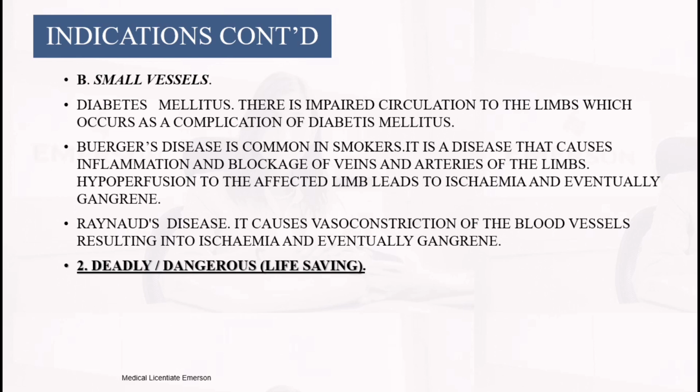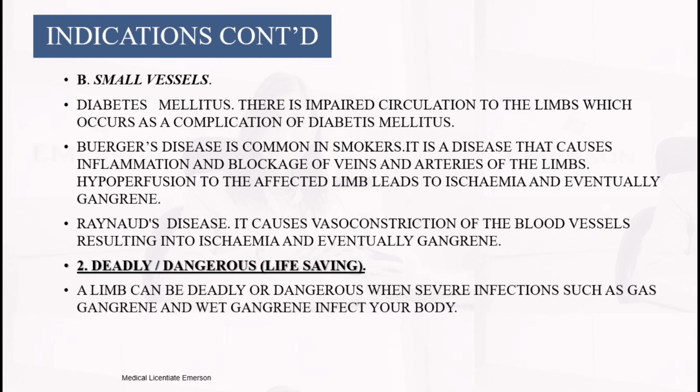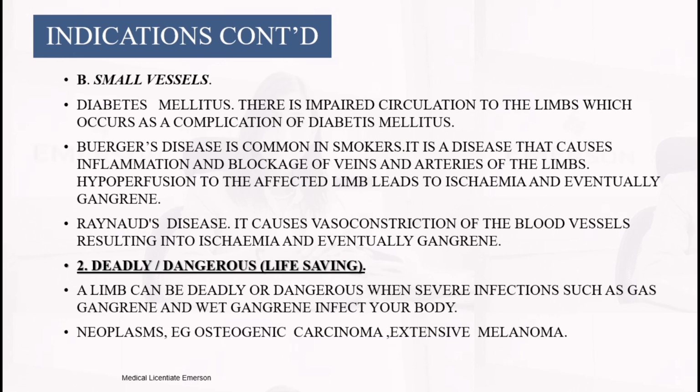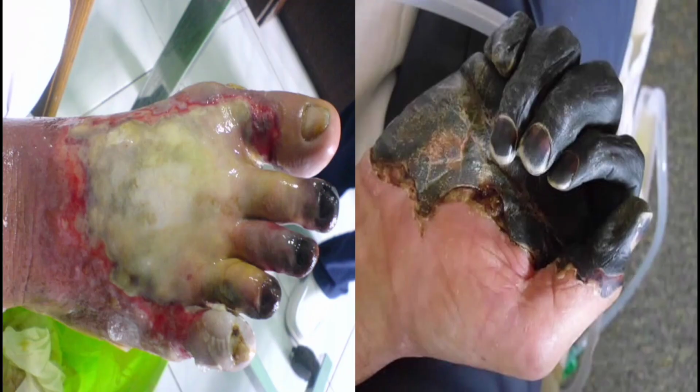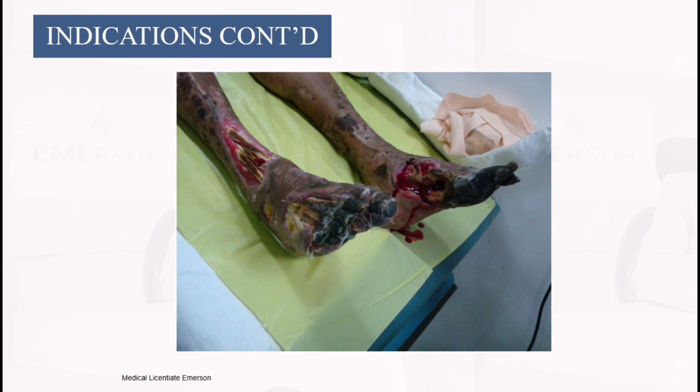The second D is deadly or dangerous, where the amputation is life-saving. A limb can be deadly or dangerous when severe infections such as gas gangrene and wet gangrene infect your body. Other examples, you can have neoplasms such as osteogenic carcinoma and extensive melanoma. These are some disturbing pictures. Viewer discretion is advised.